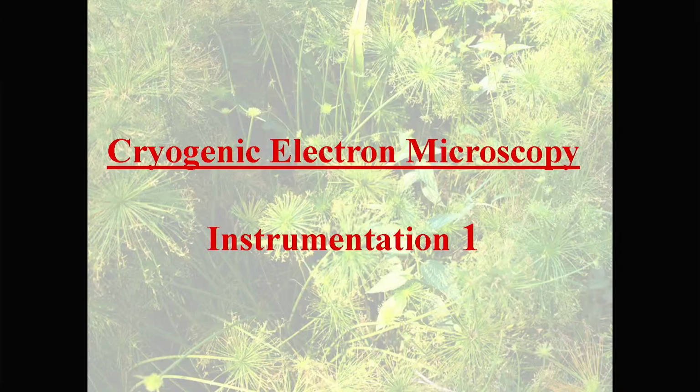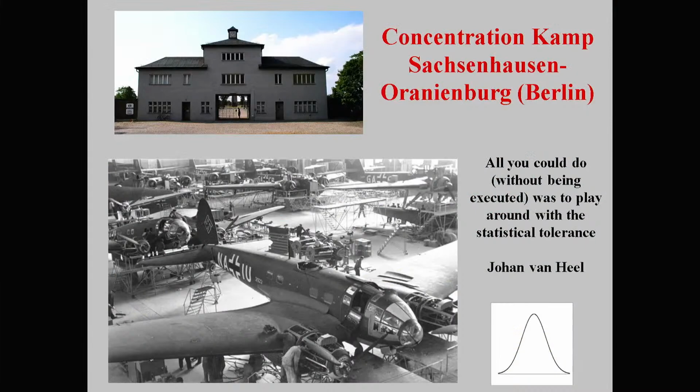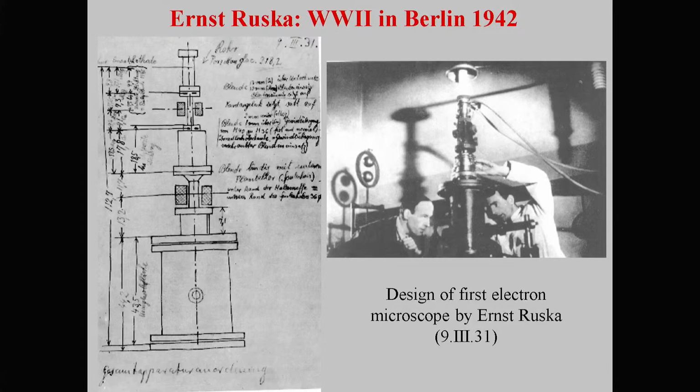The instrumentation, there were a number of things that were very important for this to happen, and one of the main things was the instrumentation. While very bad things happened on one side of Berlin, on another side of Berlin there was Ernst Ruska developing the first electron microscopes, the first microscopes that had a higher resolution than the optical microscope. And his design here was from the 9th of March, what was it, 31? And he got the Nobel Prize in 85, I think it was, let me see, 86 here.